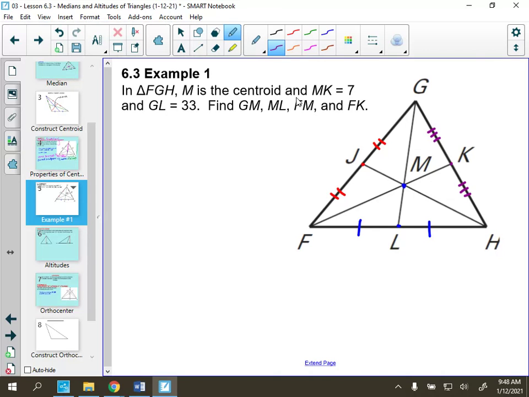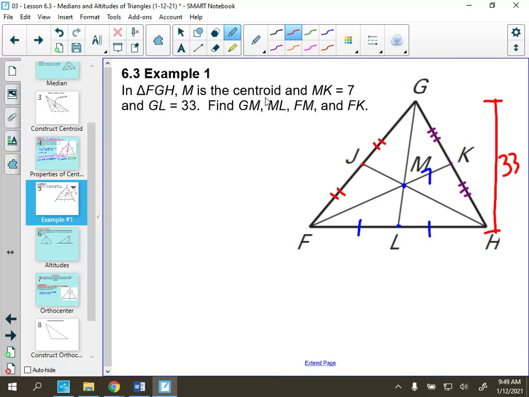Now I get some of this other information. I think it's okay maybe to put the 7 on here. MK has a length of 7. And GL's tougher to put on the picture. I know it's 33, but where do I put it? If I put it here, I might trick myself into thinking we're talking about GM. So sometimes you'll see it like this, from here to here, that distance, GL is 33. It's up to you how you want to note that, or maybe you don't even need to see it, and you just say, hey, I know GL is 33.